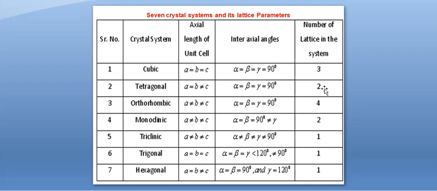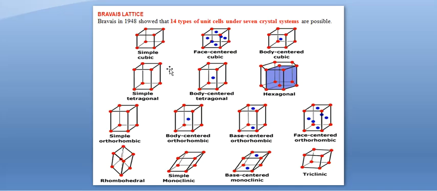If we add up the number of lattices in each system, 3 plus 2, 5, 9, 11, 12, 13, 14, we get 14 Bravais lattices. These are the 14 Bravais lattices. It was shown by Bravais in 1848 that only 14 types of unit cell under the 7 crystal systems are possible, which are known as Bravais lattices.